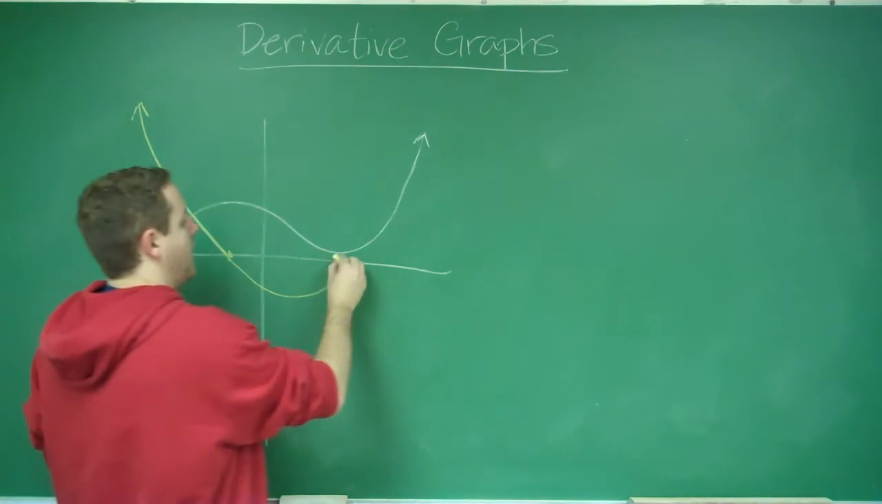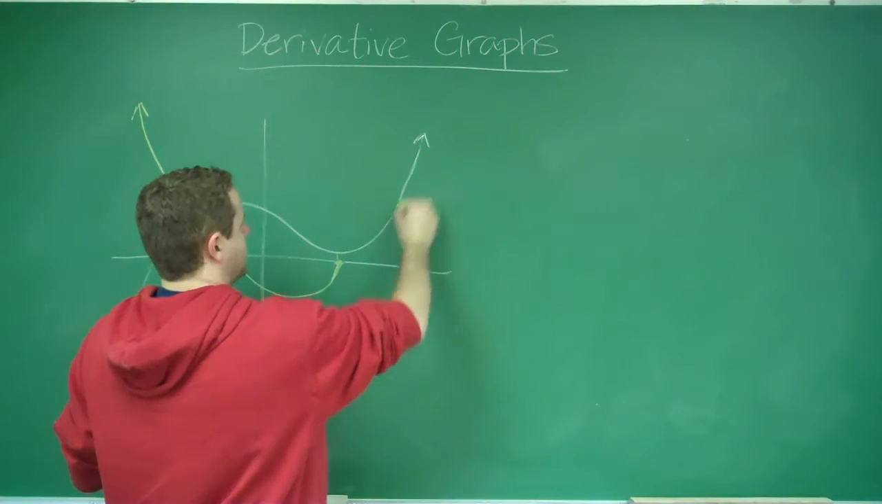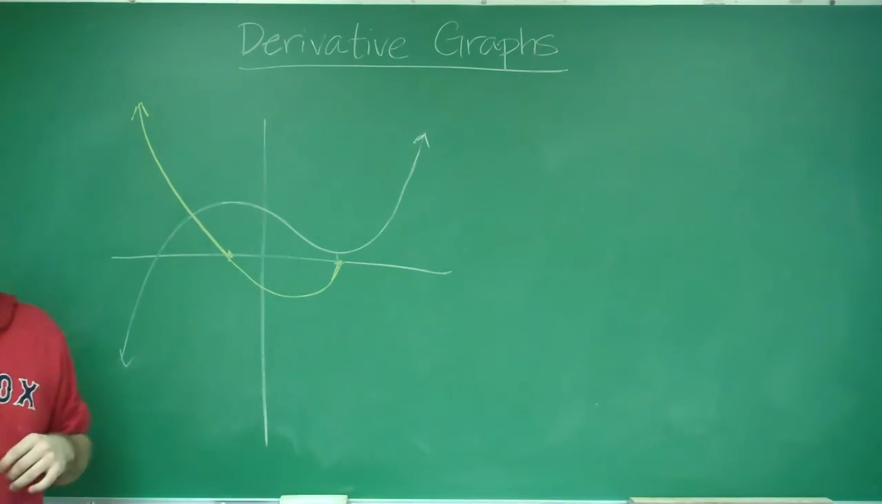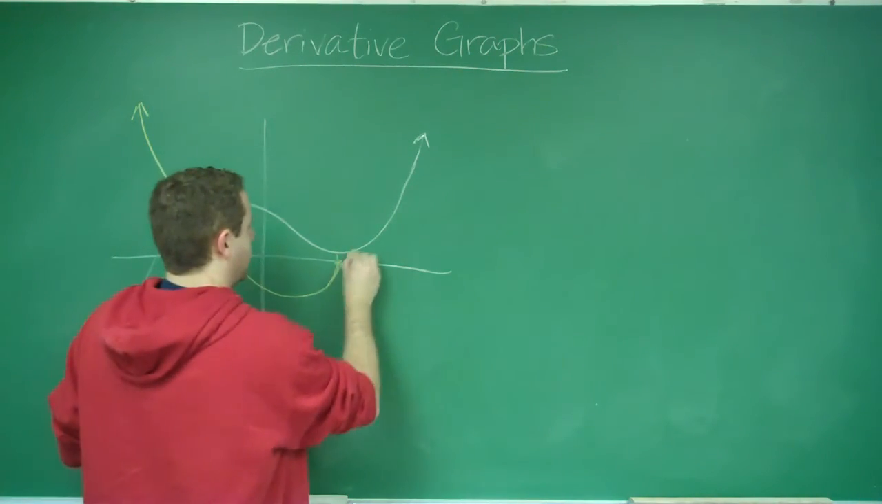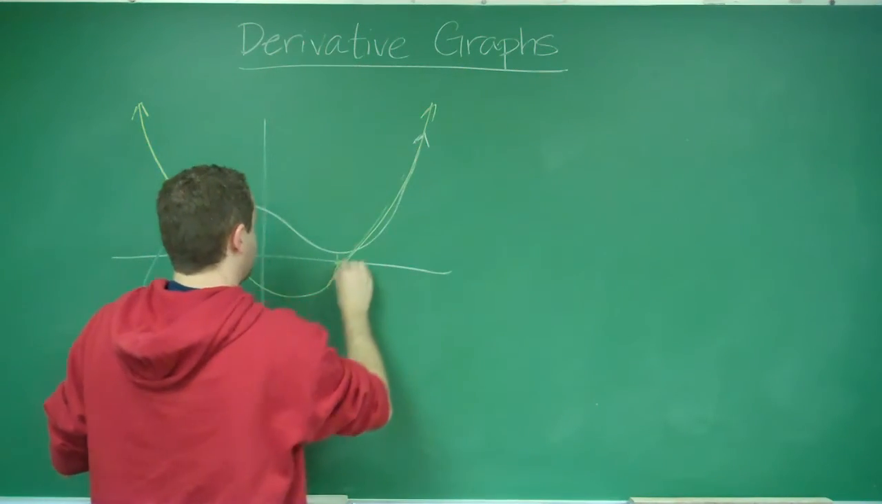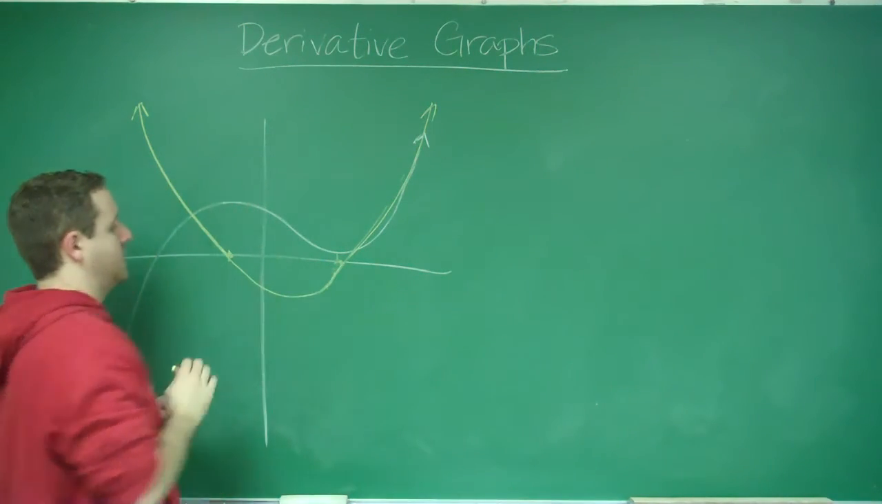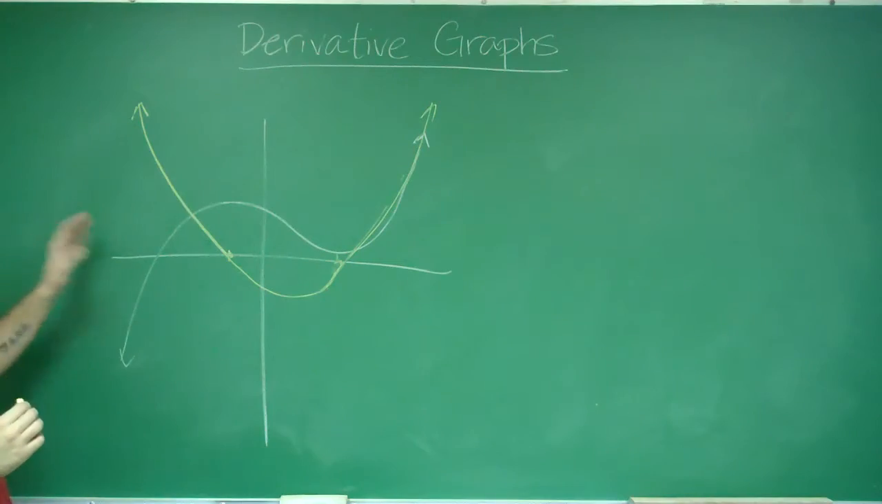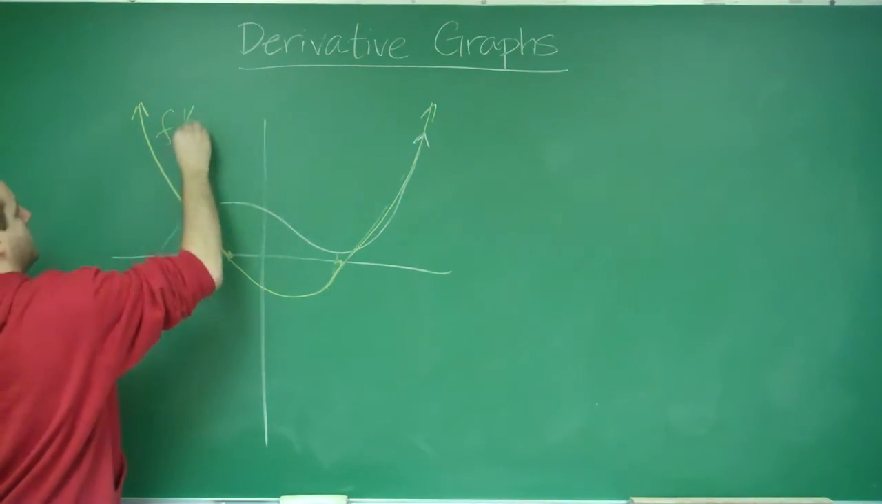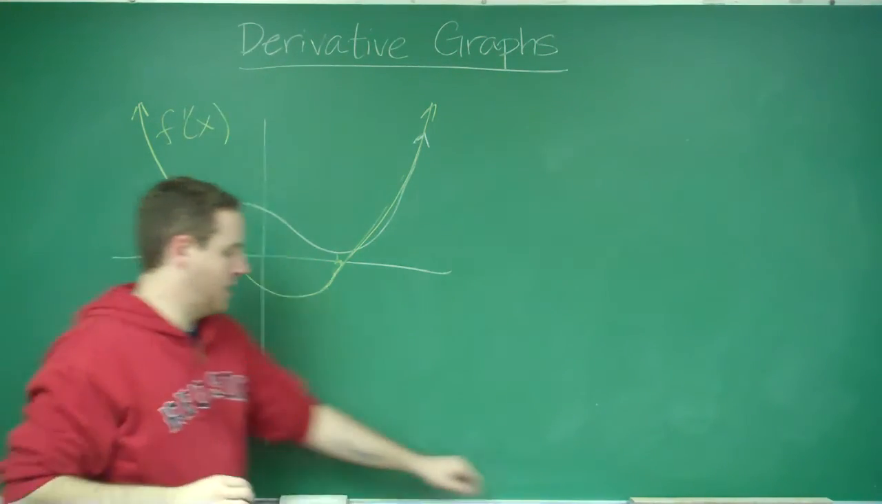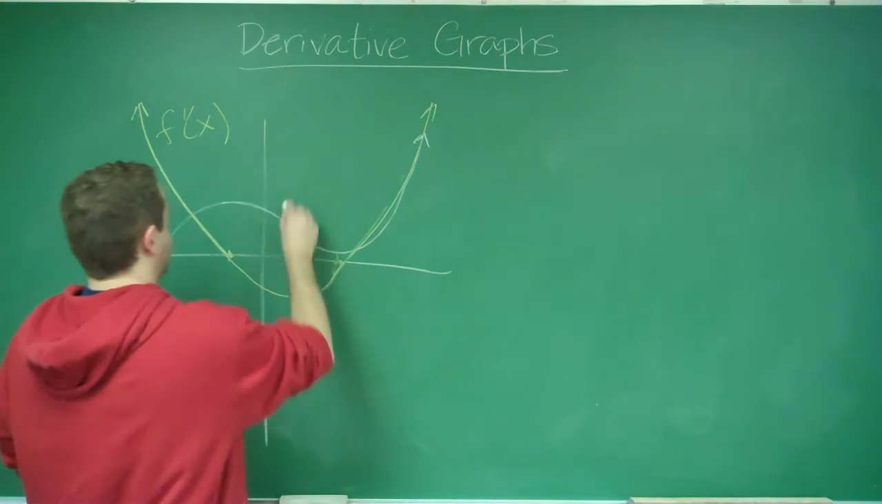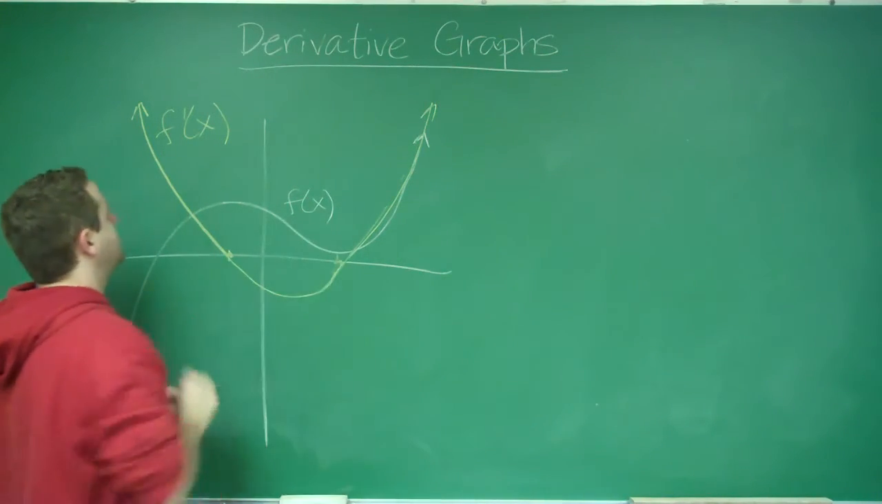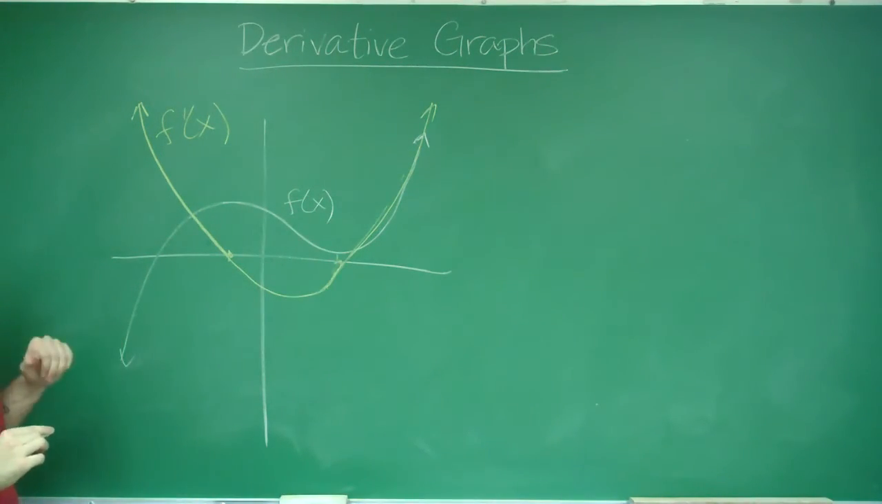And finally, past this point, our derivative is just positive. So it's going to look like, it's going to increase like that as well. So this yellow line right here was our f prime of x. The white line was just our f of x. And this would be an example of how to graph the derivative of a function.